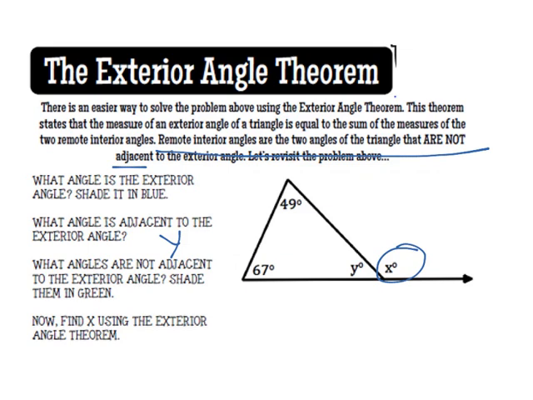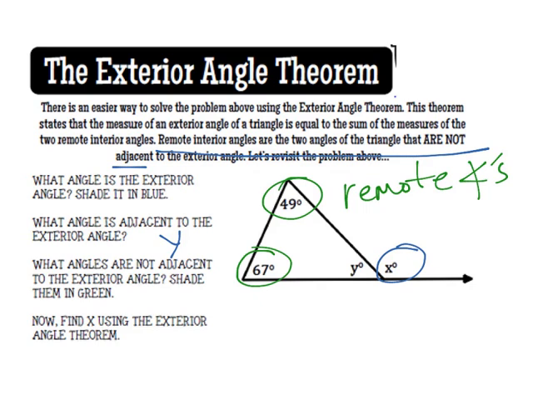What angles are not adjacent? Shade them in green. That's going to be these remote angles. Okay, these are your remote angles. Now find x using the exterior angle theorem.